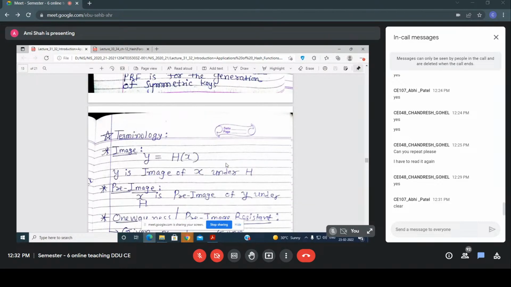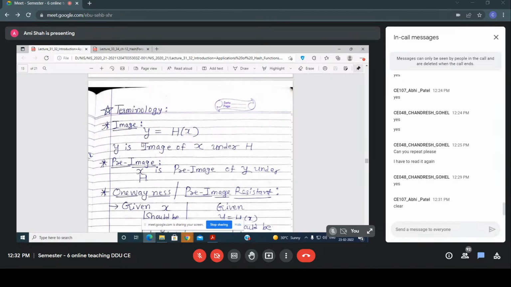Now see here, these are some properties of the cryptographic hash function. Let's say the image, that is y equals h(x). Here I can say that y is the image of x under h, where h means the hash function. These are the requirements of a cryptographic hash function: it should have pre-image resistance and second pre-image resistance.